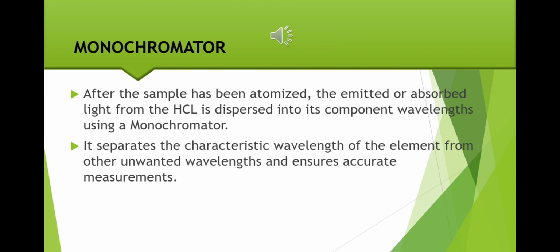After the sample has been atomized, the emitted or absorbed light from the HCL is dispersed into its component wavelengths using a monochromator. It separates the characteristic wavelength of the element from the other unwanted wavelengths and ensures accurate measurements.